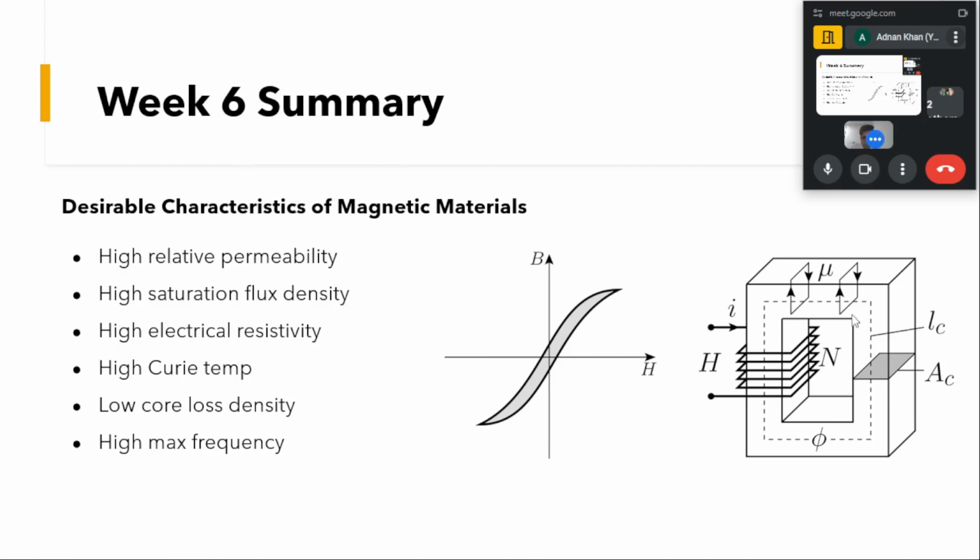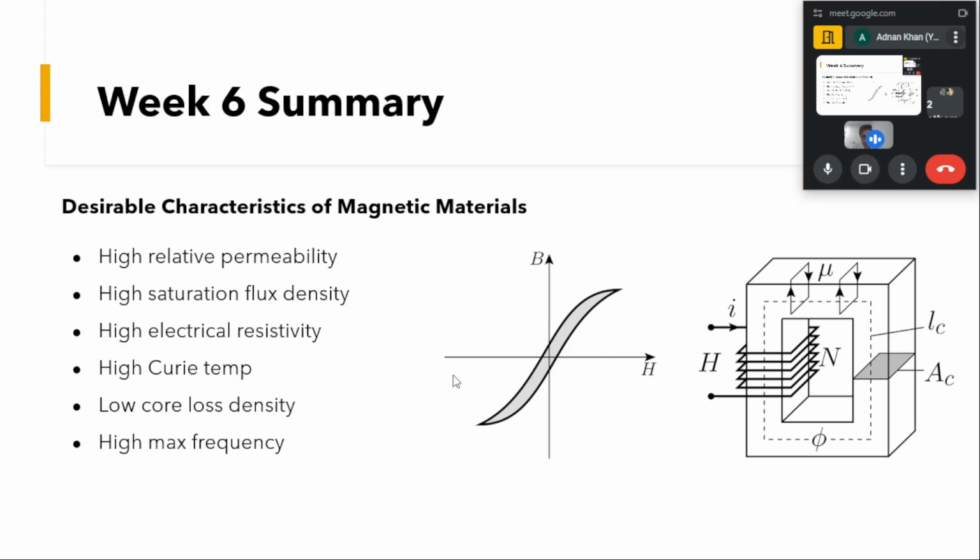Also, the other thing we look for is a high electrical resistivity of the core. Why so? Because as I earlier told, because of this varying flux, there is an EMF that gets generated inside this core, and due to that EMF, eddy currents flow through the core, and we want to limit these eddy currents as much as possible. If we have a high resistivity, it will offer a resistance to these eddy currents, thereby limiting the eddy current losses.